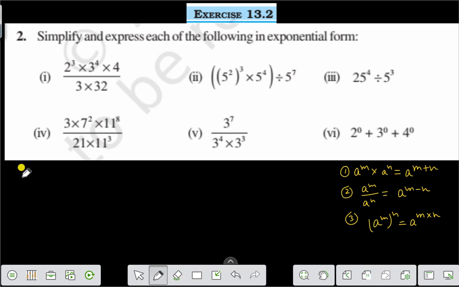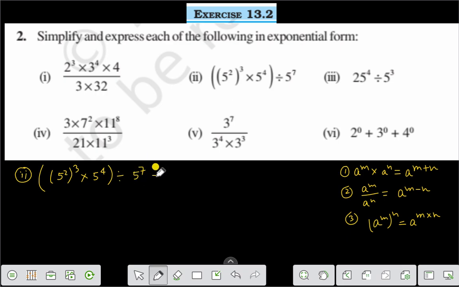Now we'll solve question number 2. Question number 2 here you see is, in bracket, 5 square to the power cube into 5 to the power 4, in bracket, divided by 5 to the power 7.